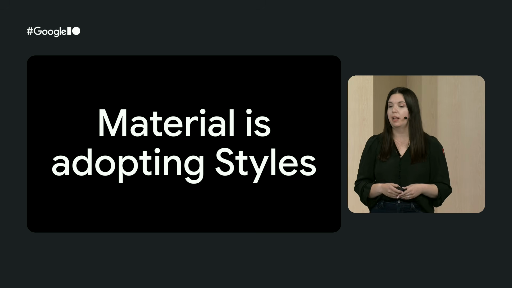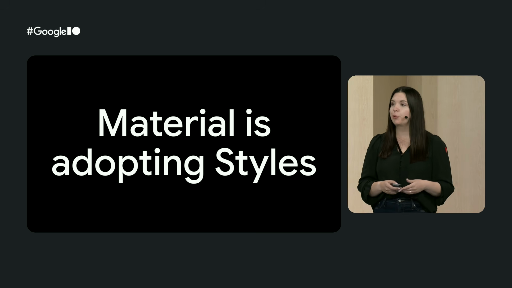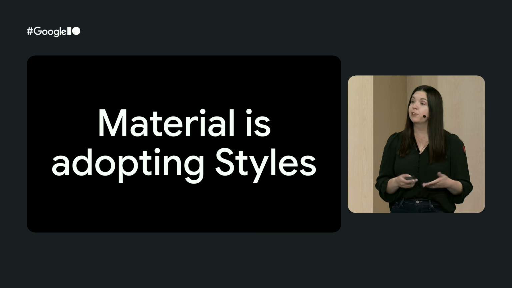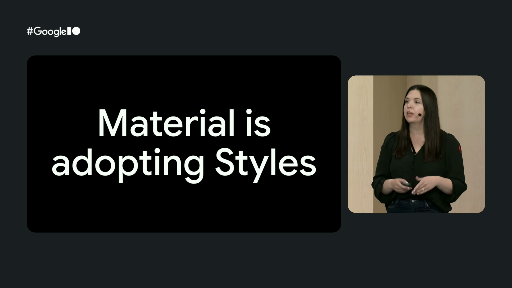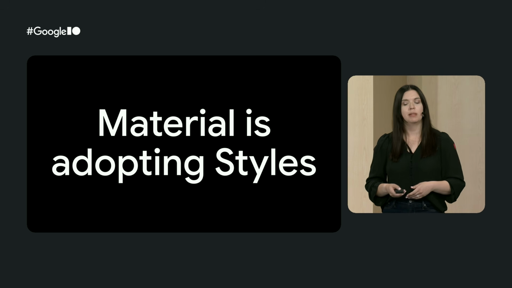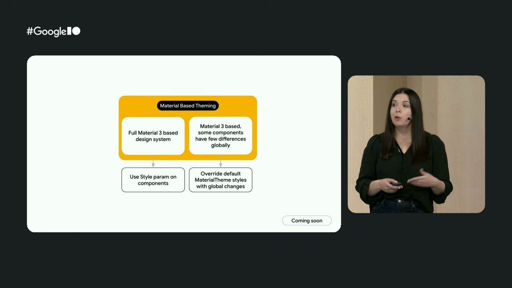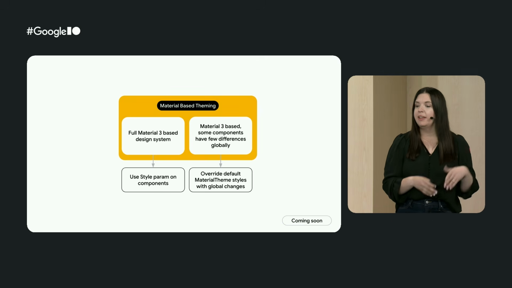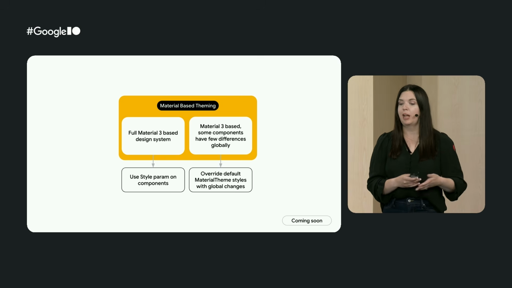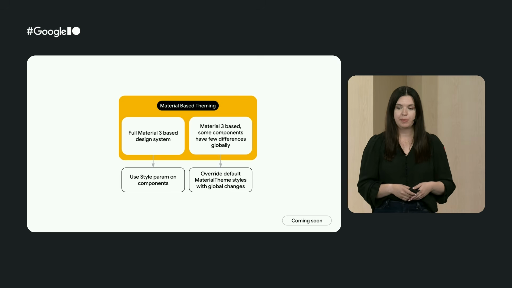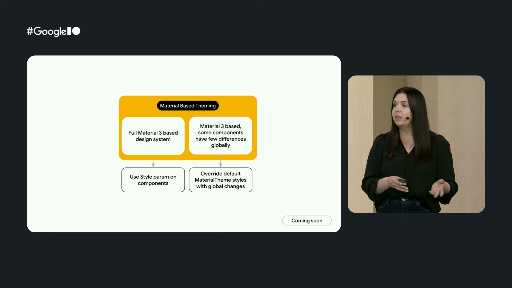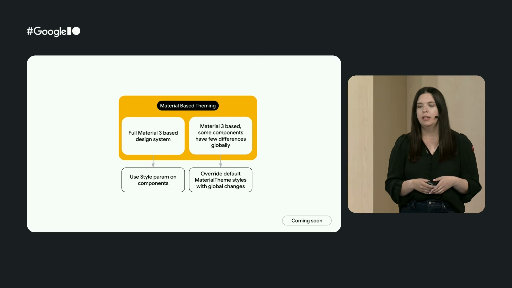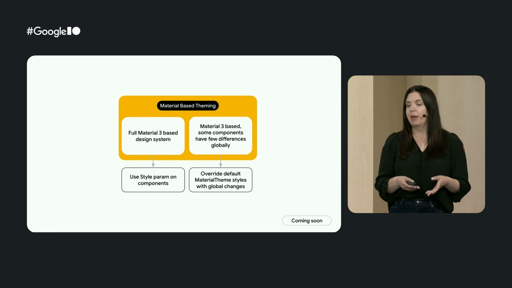Material is adopting styles within their UI components, which will be available in future releases, starting with Material 3. If you're still using Material 2 components, we encourage you to migrate to Material 3 in the meantime. When using Material, you might be using the whole Material design system, and in that case, you just use the style parameter when it's offered on a component. If your design system is Material 3 based, but you have one or two global differences, you'd then be able to override them at the theme level.